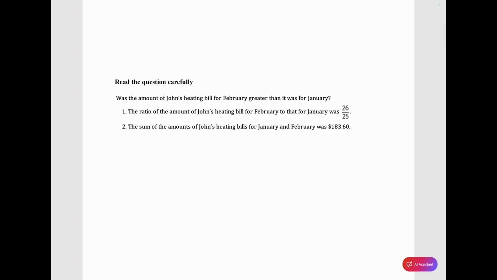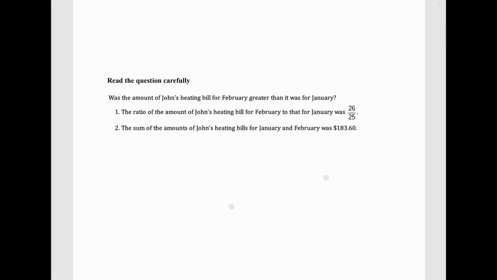We've discussed this earlier, so I'm not doing it again. But A will be sufficient because if the ratio is 26 upon 25, we know that the amount of the heating bill for February is greater than it is for January. How much it is, nobody cares. So I don't need the second statement. So read the question very, very carefully as to what is being asked.